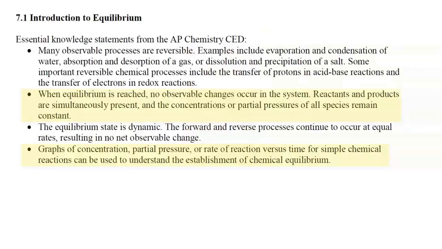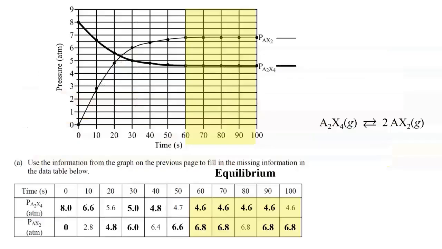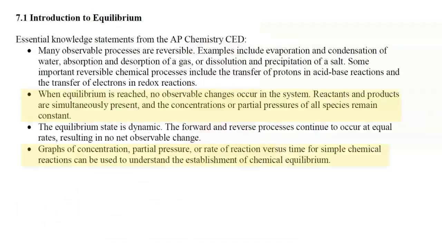And then the other essential knowledge statement that I have highlighted on this slide says graphs of concentration, partial pressure, or rate of reaction versus time can be used to understand the establishment of chemical equilibrium. So here in this graph, it's partial pressure versus time. But then I will show you in part D of this question a graph of rate of reaction versus time.